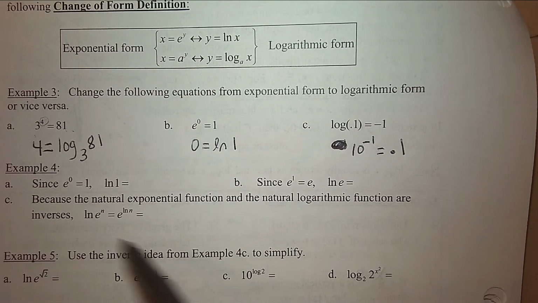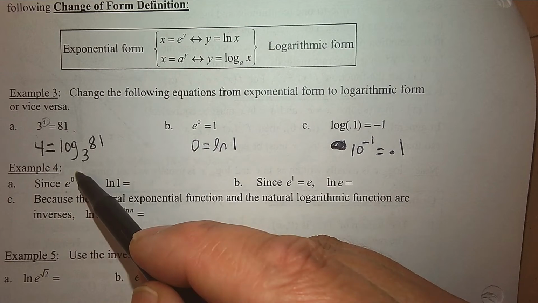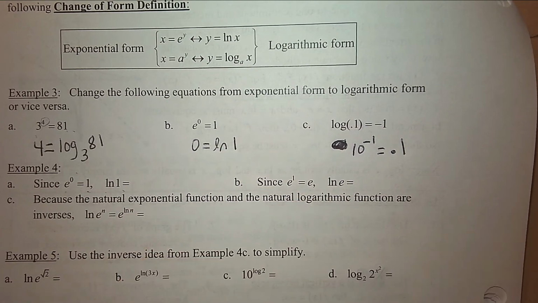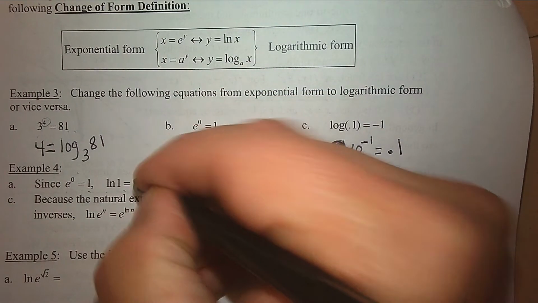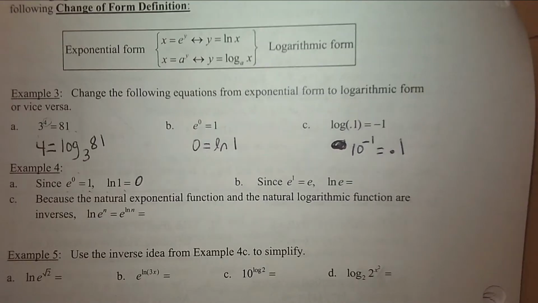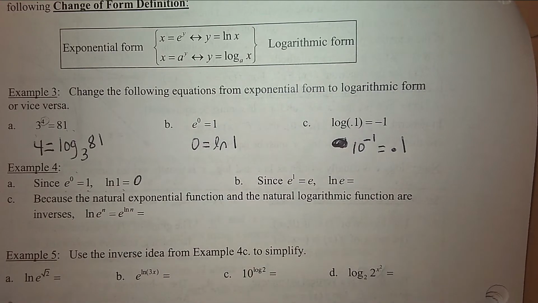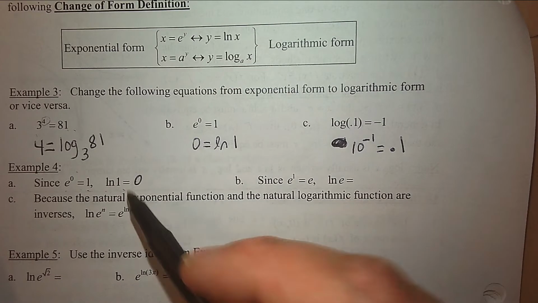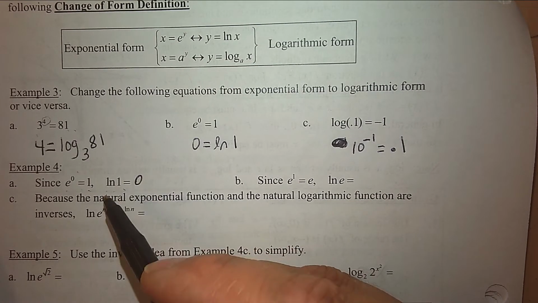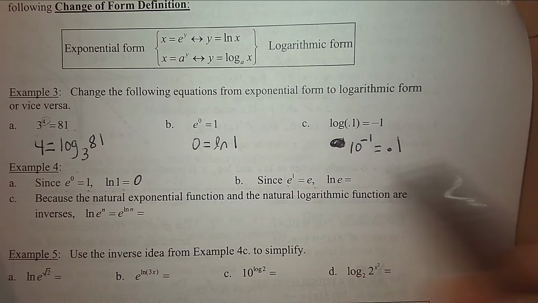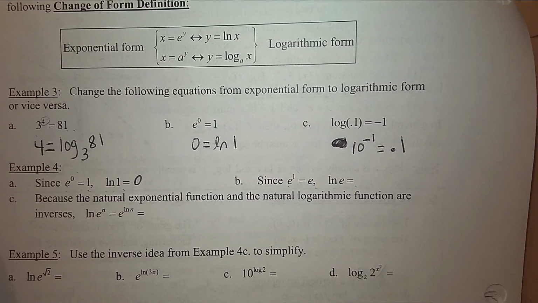Here are some basic properties. Because e to the 0 equals 1, what does ln 1 equal? They're connected. When you evaluate a logarithm, you're finding the exponent that makes it true. So, what exponent would give you the answer 1? The only exponent that would give you the answer 1 is 0. Since e to the 1 equals e, then what does ln e equal? Yes.